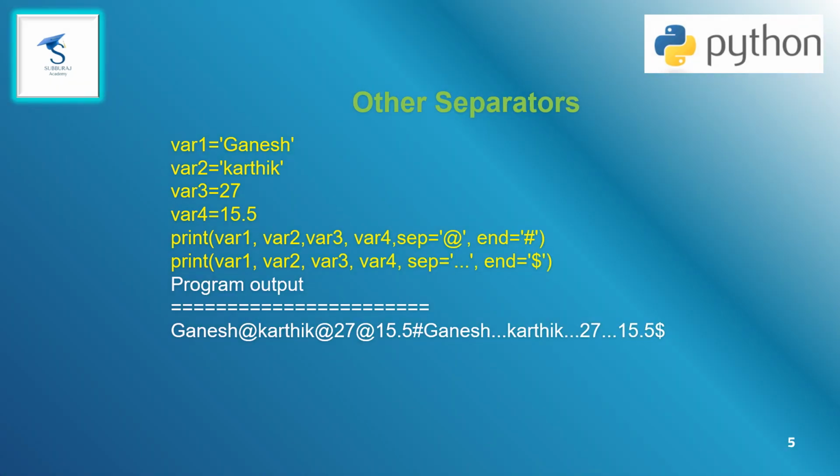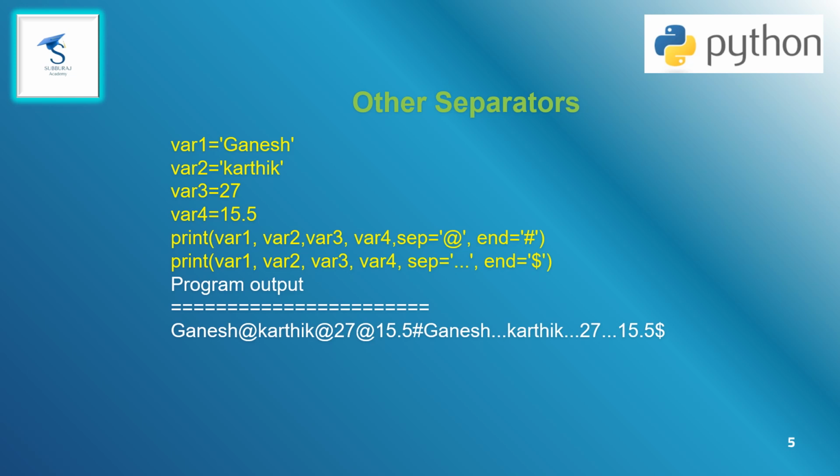So there are other separators also. We saw only one separator. We can have other separators. So in this slide is another program with the same 4 variables. And in the first print statement, we are saying separator is equal to at, and the end is equal to hash. So what will be the output? Ganesh at Karthik at 27 at 15.5, and the end has come, so you will have hash.